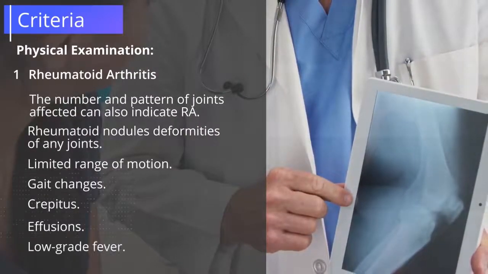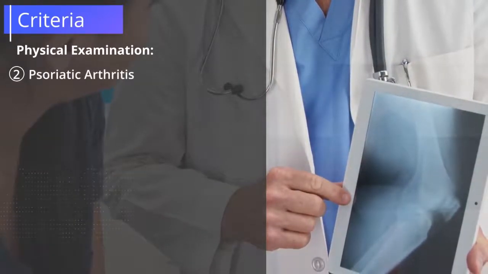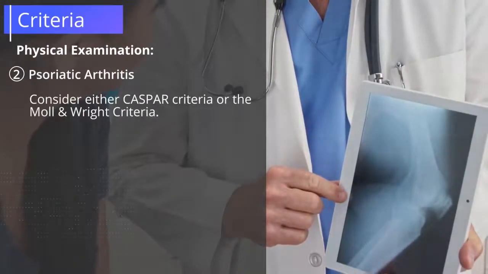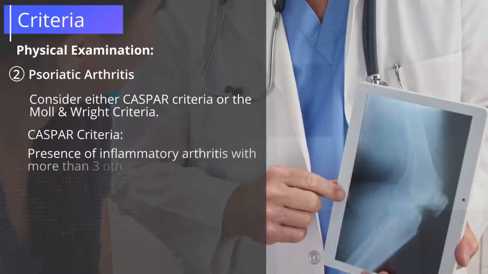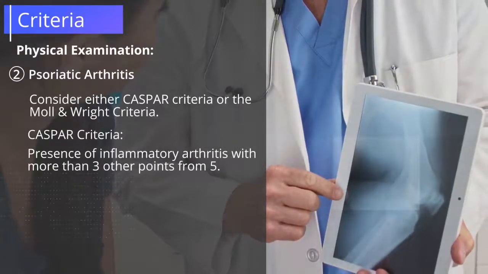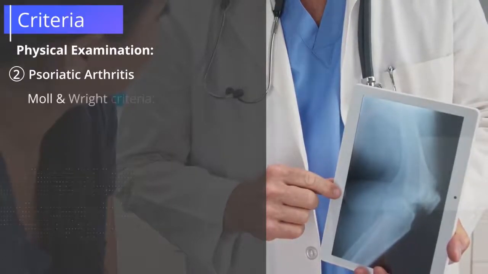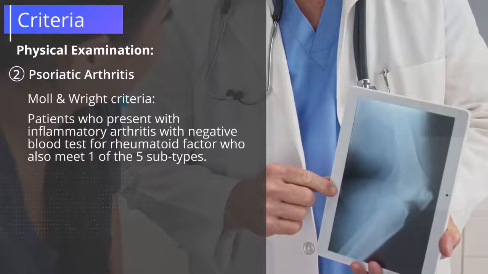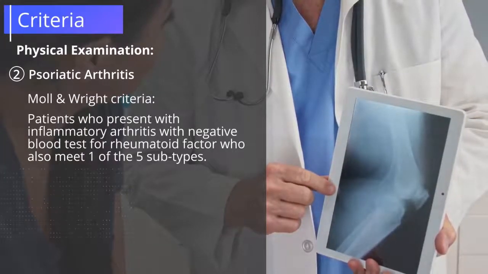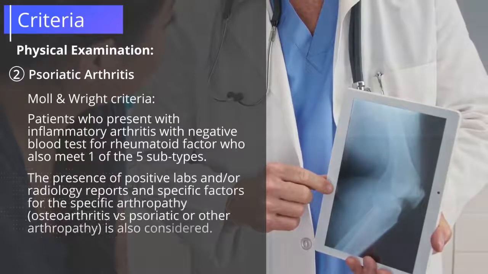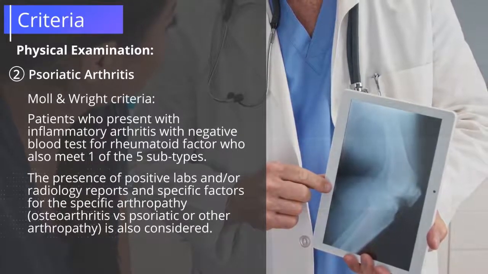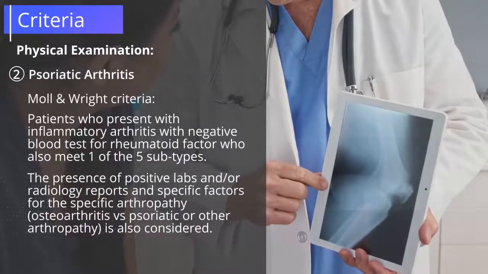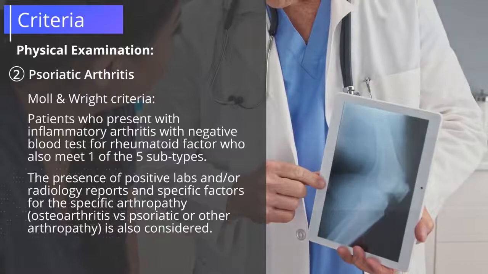or a low-grade fever. For psoriatic arthritis, the examiner should consider either the CASPAR criteria or the Moll-Wright criteria. CASPAR criteria cites the presence of inflammatory arthritis with more than 3 other points from 5 categories, while Moll-Wright criteria is for patients who present with inflammatory arthritis with negative blood test for rheumatoid factor who also meet one of the 5 subtypes. The presence of positive labs and/or radiology reports and specific factors for the specific arthropathy, osteoarthritis versus psoriatic or other arthropathy, is also considered.